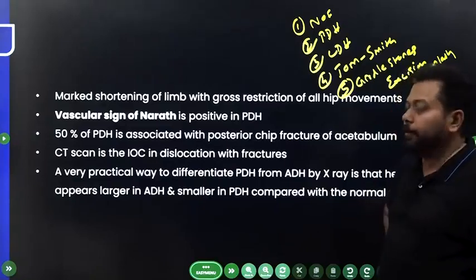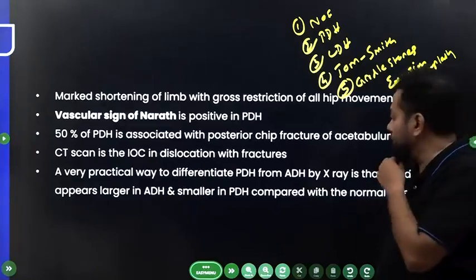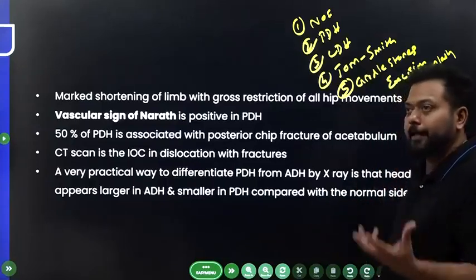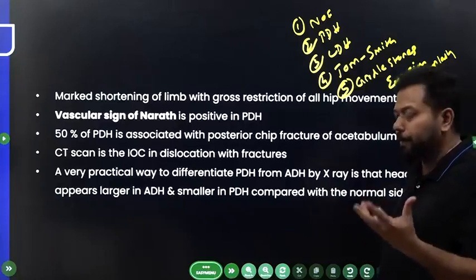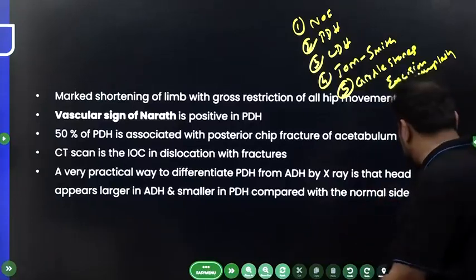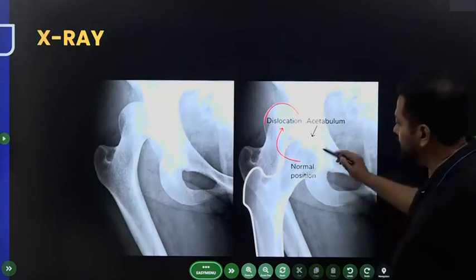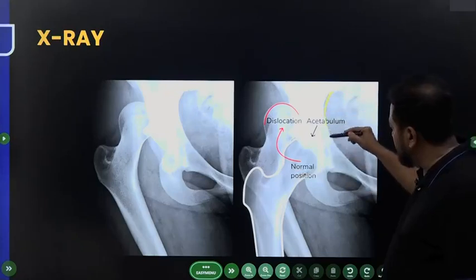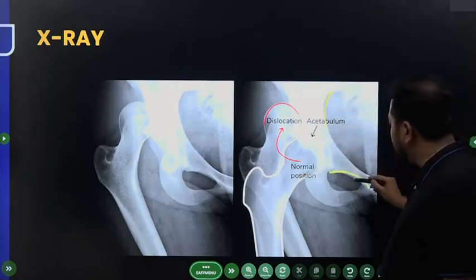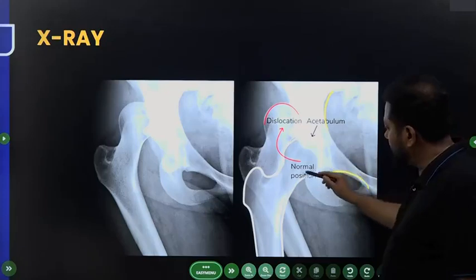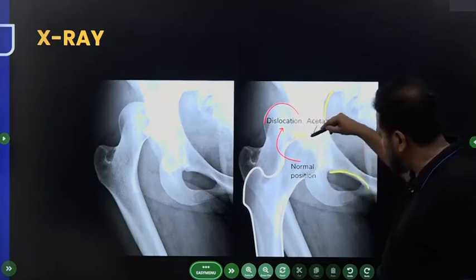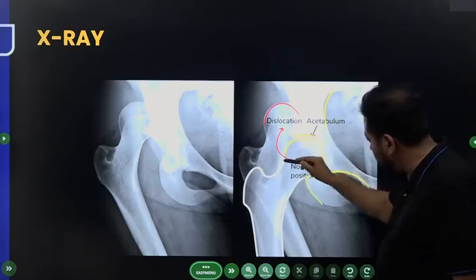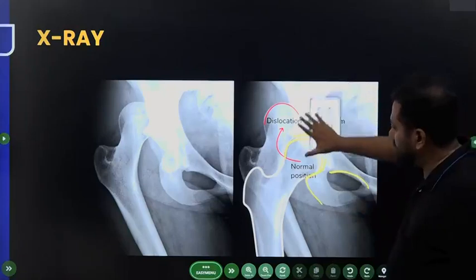A very practical way to differentiate posterior dislocation hip from anterior dislocation hip by X-ray is that when the head is larger, it is ADH, anterior dislocation hip. When the head is smaller, that is posterior dislocation hip. You see here, this is an X-ray. Normally, this is your superior margin of the obturator foramen, and this outline is your acetabulum. Normally, the head should sit here. This is normal.